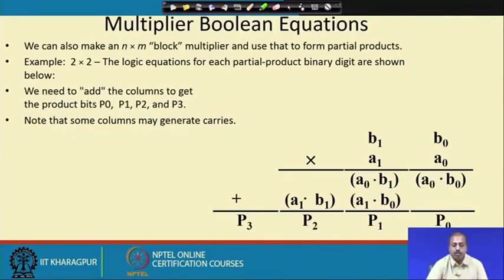So, Boolean equations for multiplication. It will be like this. If I am taking a 2 bit multiplication for example, then this generates A0 B0 and A0 B1 as one partial sum, and then A1 B0 and A1 B1 as another partial sum. Then these partial sums are added, and P0 P1 P2 P3 generates the product terms.